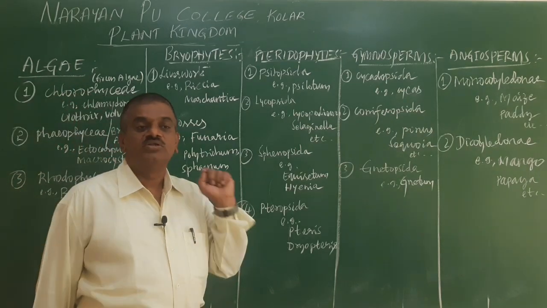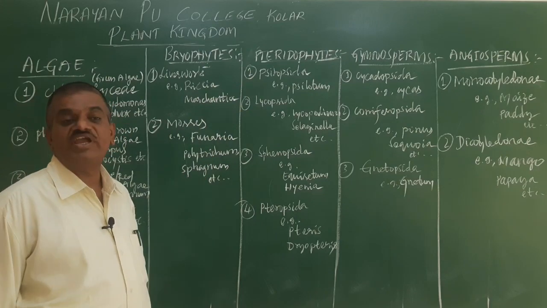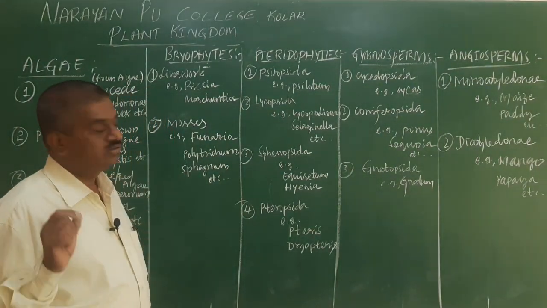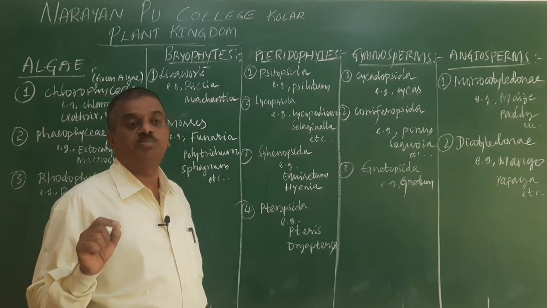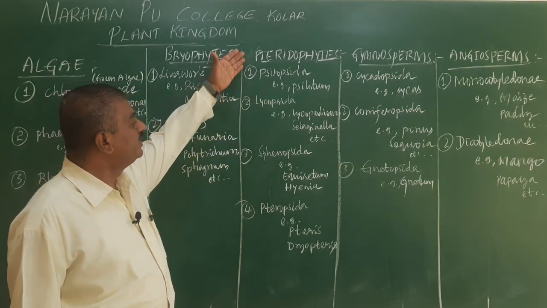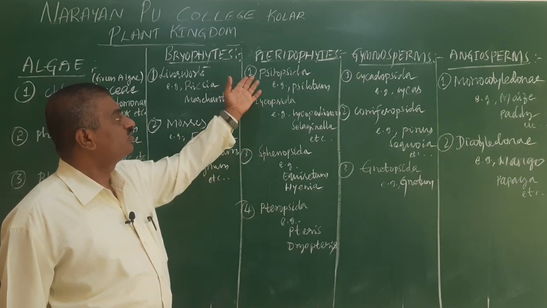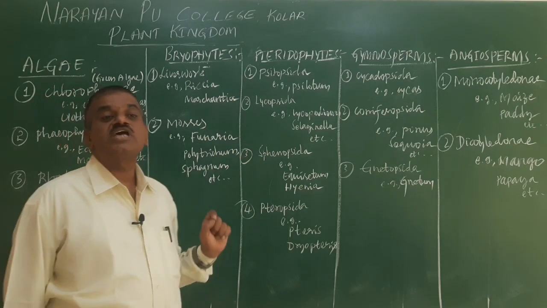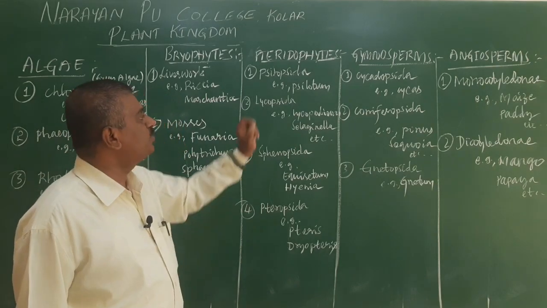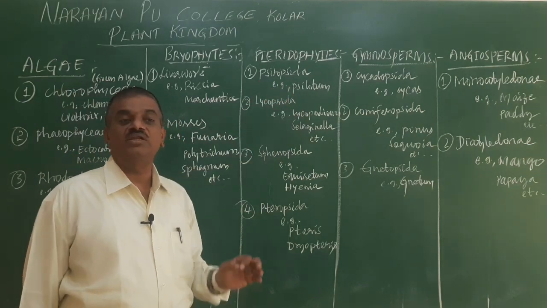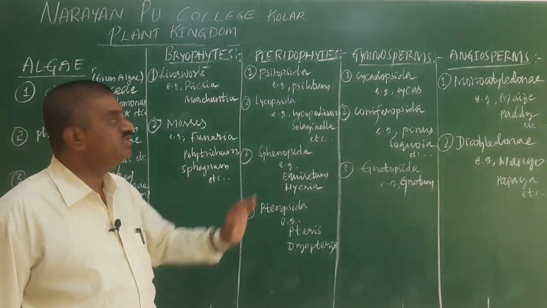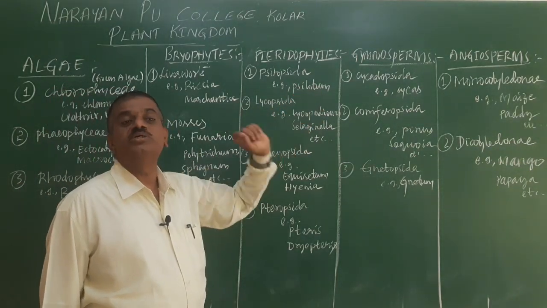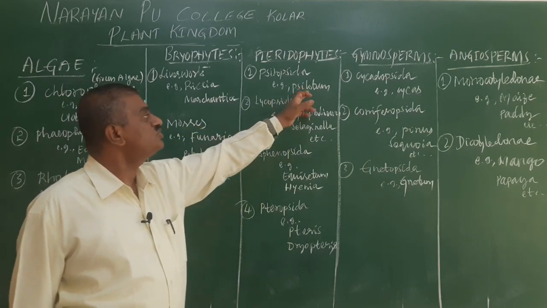When we go for the third one, the pteridophytes, they are called lower vascular plants and also cryptogams. Here there are four classes. The first class is Psilopsida. In this Psilopsida, there is the only living fossil, a living plant called Psilotum.